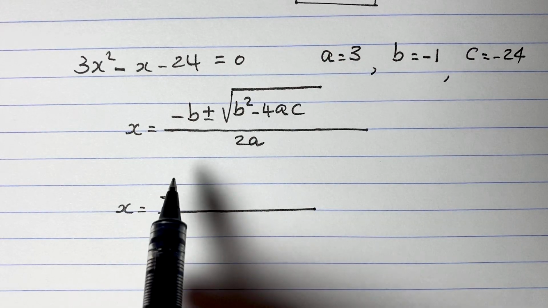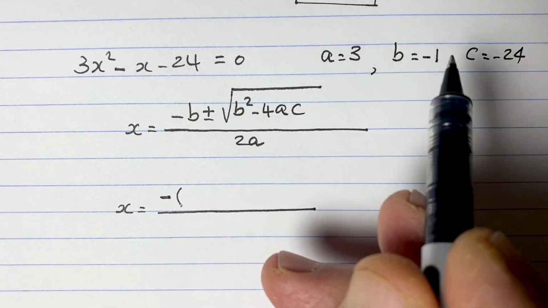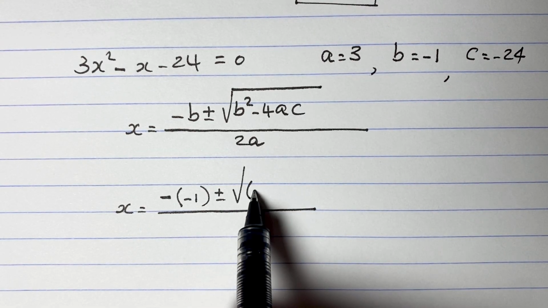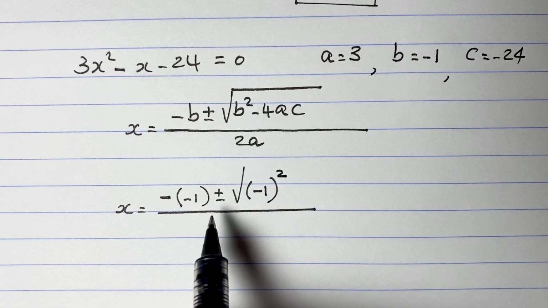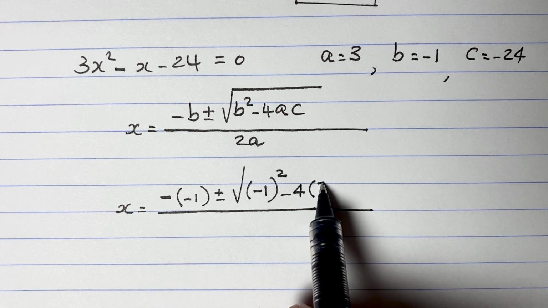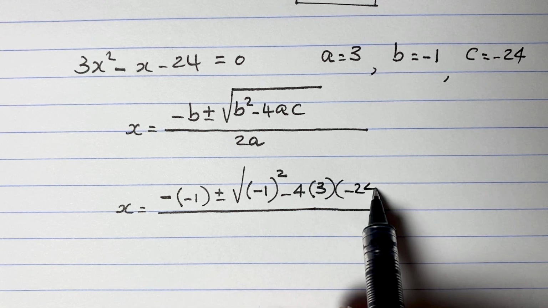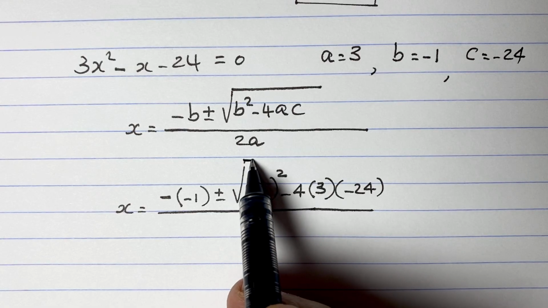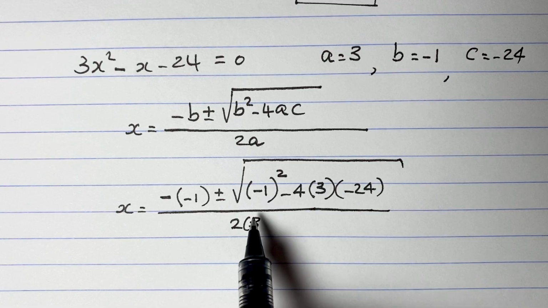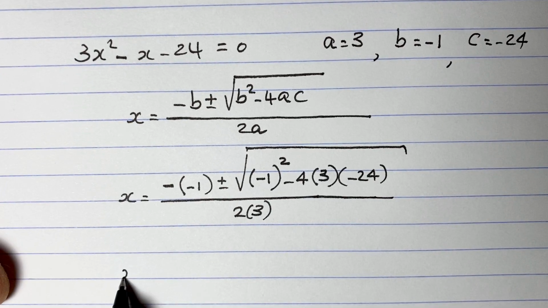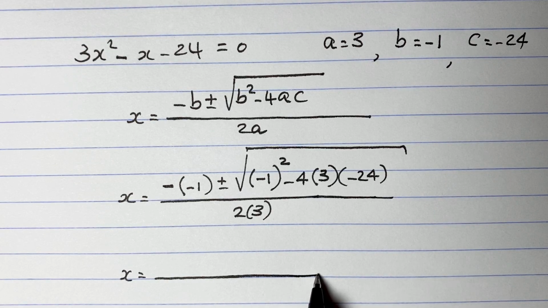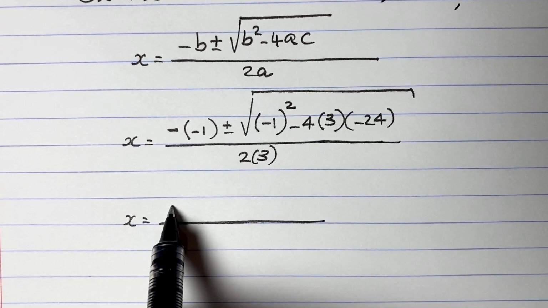Minus b, minus, and b is already minus 1 there. Plus and minus the square root of b squared, b inside bracket to the power of 2, minus 4, a is 3, and c is minus 24, divided by 2a, 2 lots of 3. So x equals minus times minus plus 1.